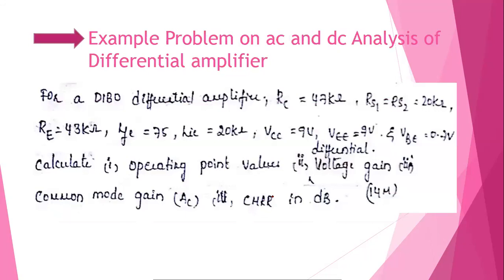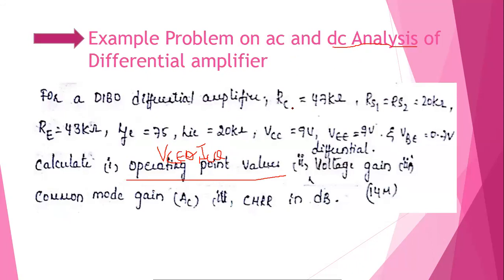Next, we are going to consider one example problem on AC and DC analysis of a differential amplifier combinedly. Here we have operating point values, which are nothing but VCEQ, comma, ICQ. These two values represent the operating point values, which we are going to find out by using DC analysis. This we have derived from DC analysis. That is, the derivation of operating point values is called DC analysis.